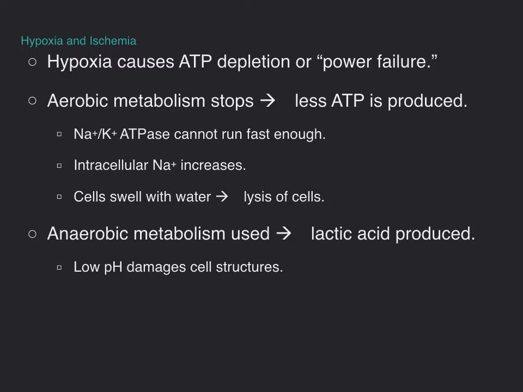So if you remember back to when we were studying the cells, when you're in aerobic metabolism, the cells produce more ATP, or power for that cell to function on. When we're in anaerobic metabolism, not as many ATPs are produced. So with hypoxia, not as much ATP is produced, and so we end up with not enough power to function the cells of the brain.